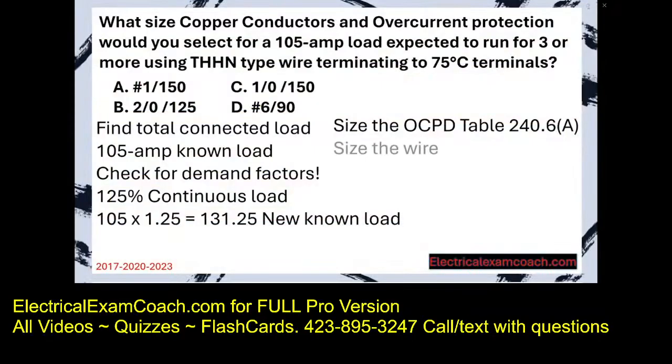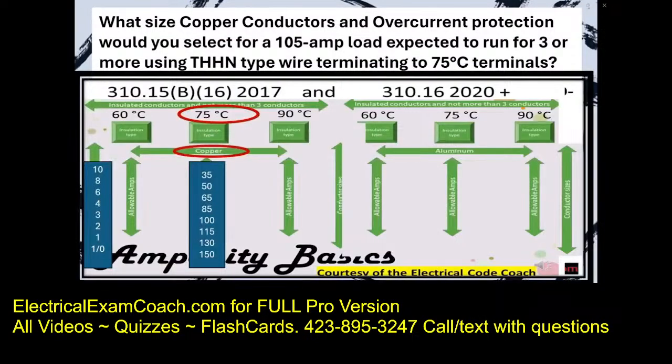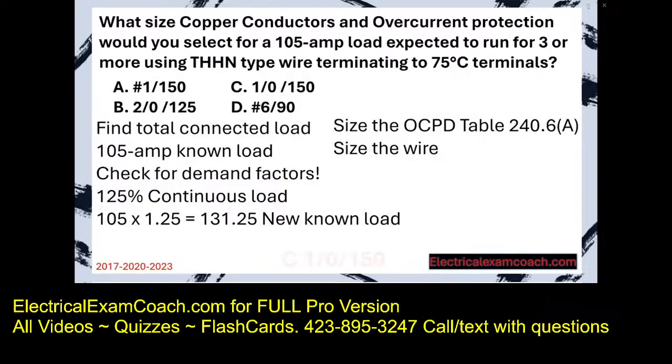Now we can come back and size the wire. We head to our ampacity table. We're on the copper side, 75 degree C column. We're going to go down and we're going to find a wire that covers the known load, and we're good to go. We're going to select a 1/0 on 150. Let's get to it.